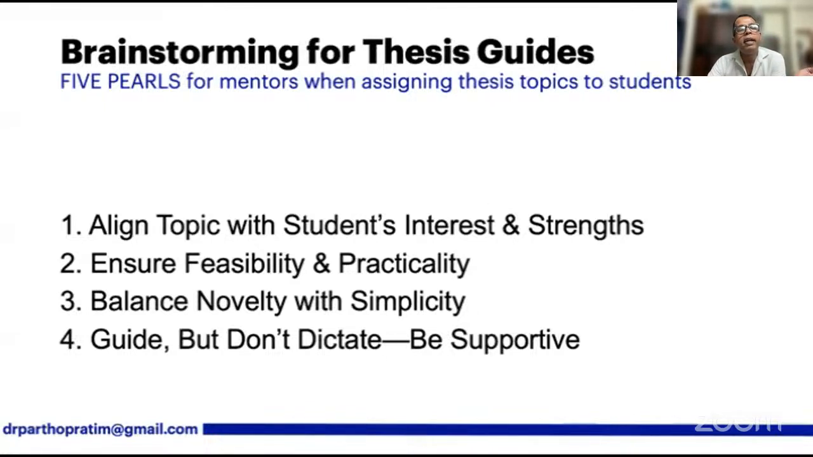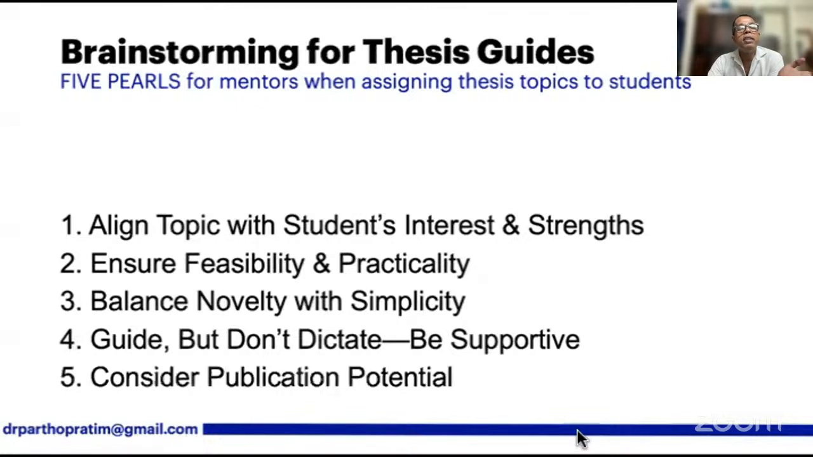The fifth point, the last point of my talk, is to consider the publication potential. As a thesis guide, it's your duty to think and guide your student that this thesis can be published. So choose a topic with scope of future research, which your student can take to a conference presentation. It's not that you go and present your student's data at some conference. You motivate your student so that the student can go and present that at a conference. Try to guide them and tell them how to publish it in a journal.